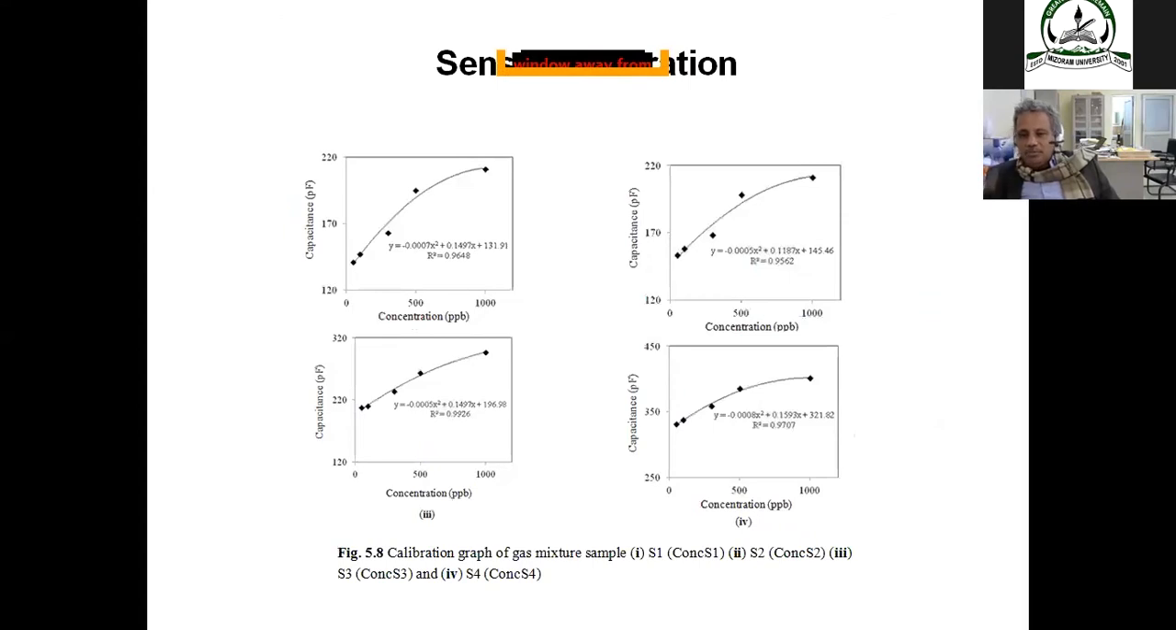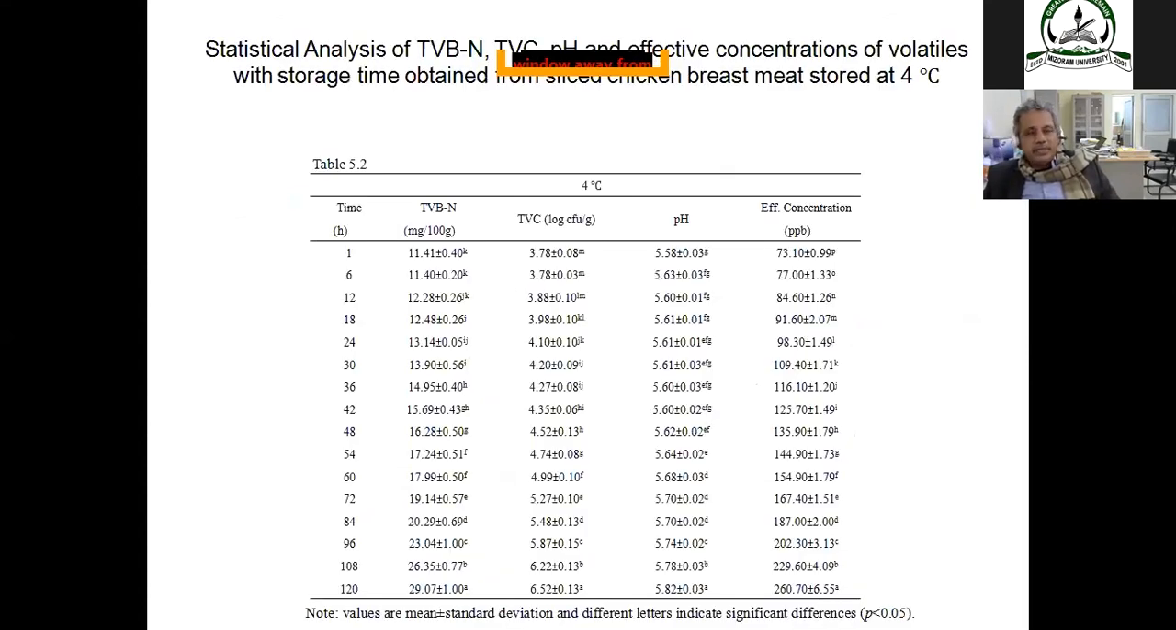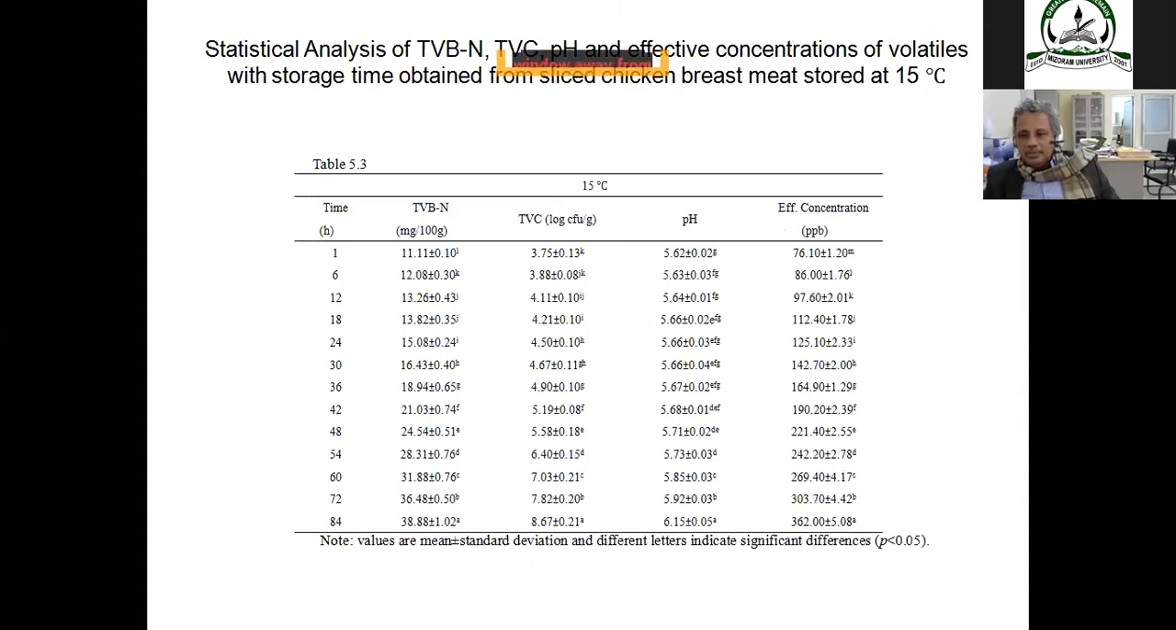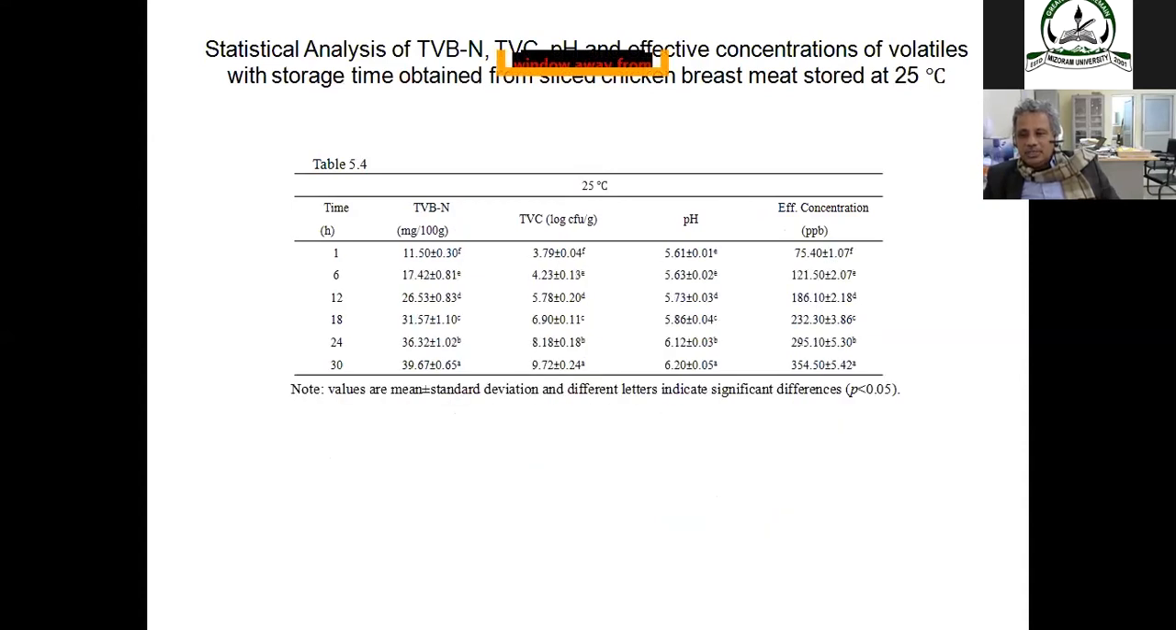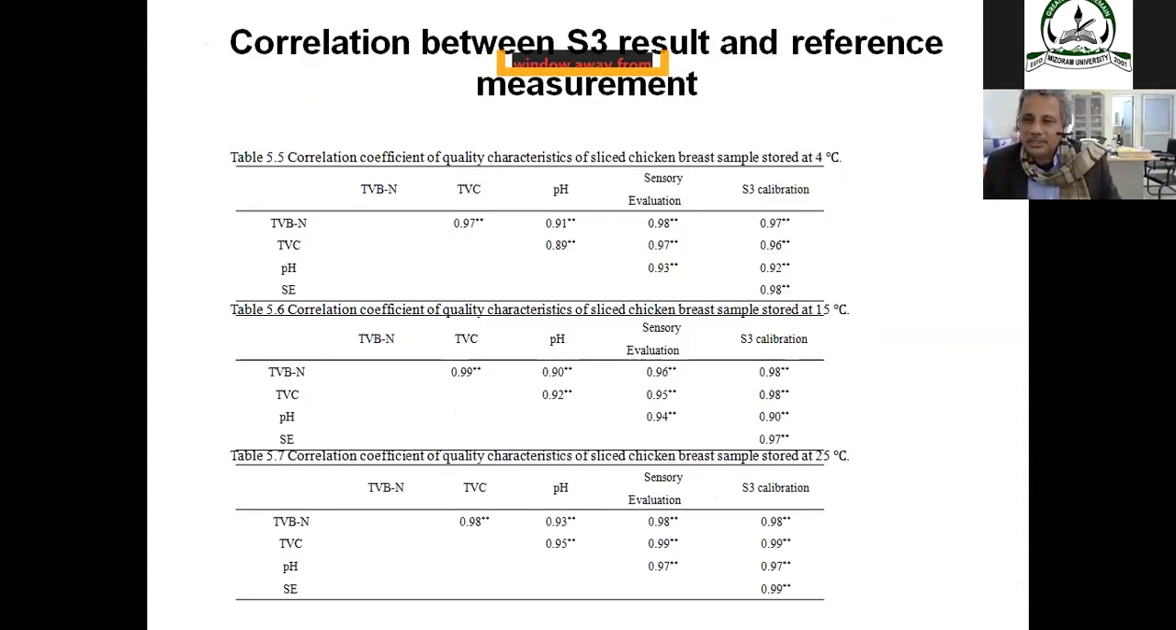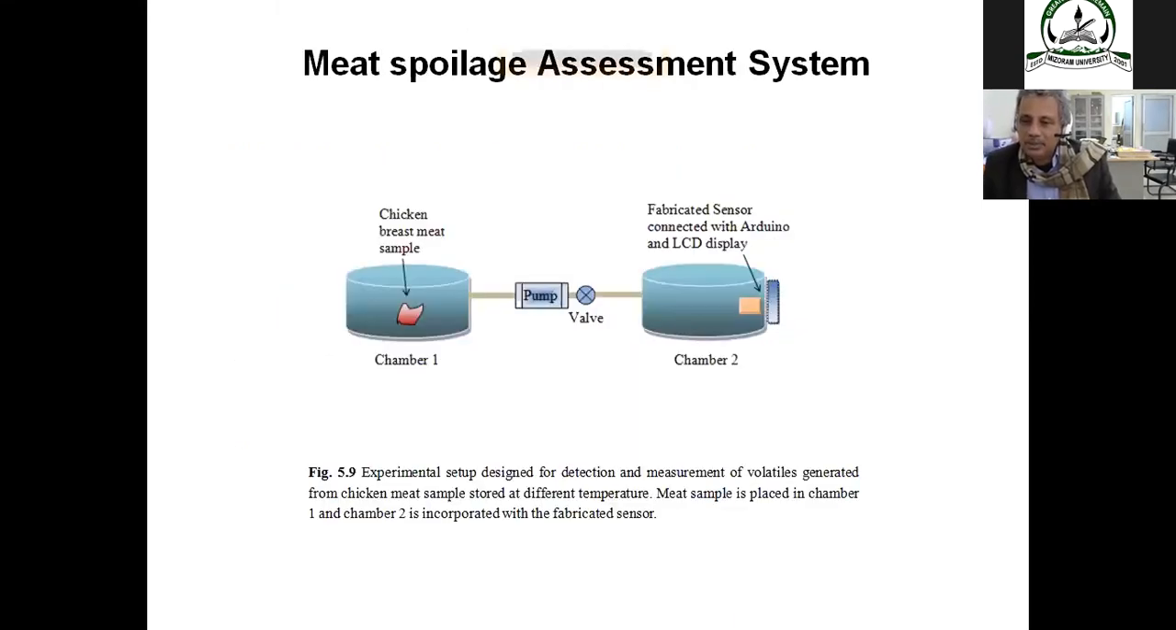We have stored the response capacity because we have to check the capacitance change with gas concentration. We have seen the capacitance at 40 degrees centigrade at different times, with the TVBN value. At 15 degrees we have got this result, at 25 degrees we have got this result. We checked the time up to 30 hours, checked these gases and the capacitance values. TVBN is the standard value, and now we have calibrated with the standard values using this setup.